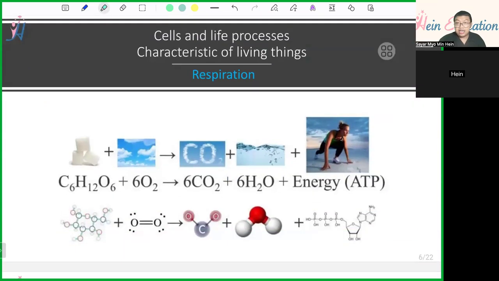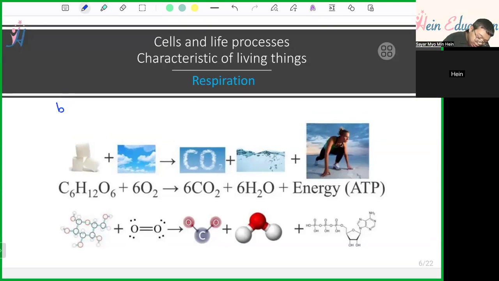And moving on to the second characteristic, which is respiration. In terms of respiration, there are three different terms that students sometimes get confused: breathing, respiration, and gas exchange. Yes, these three are connected to each other, but actually they have different definitions.